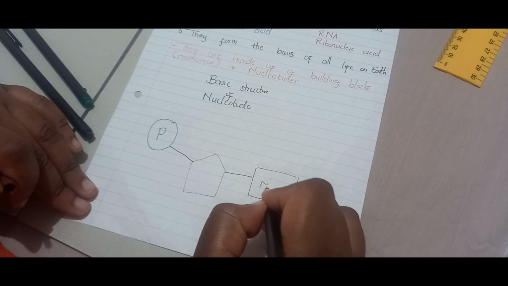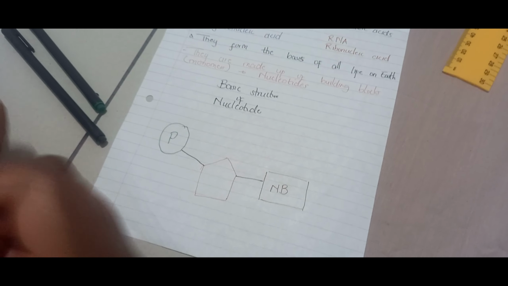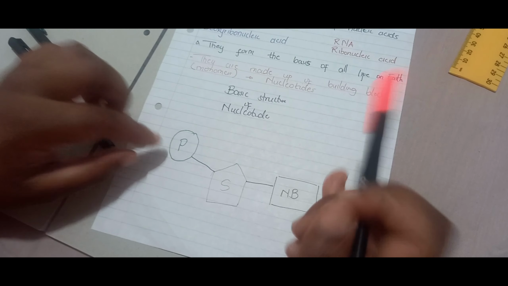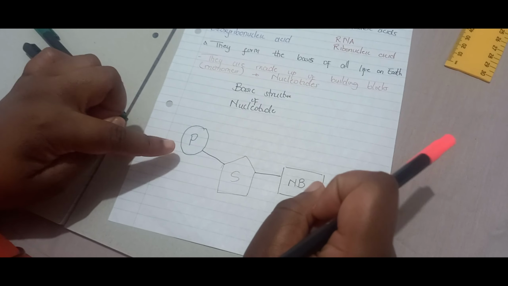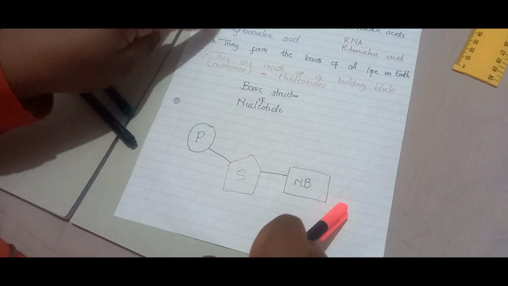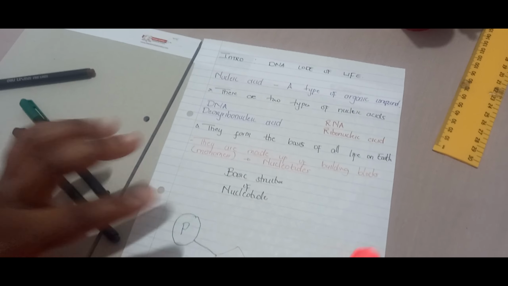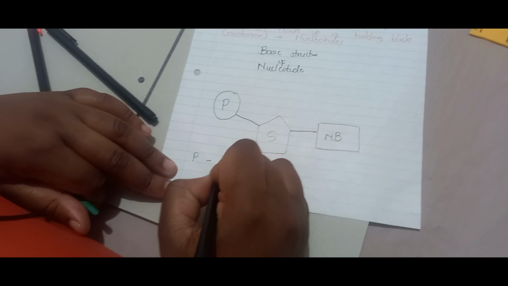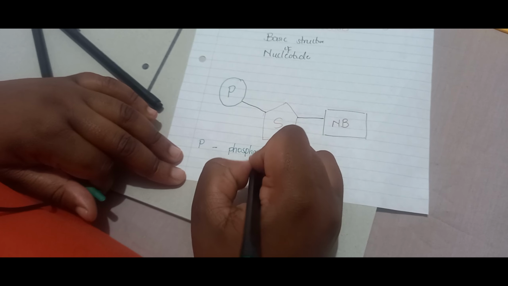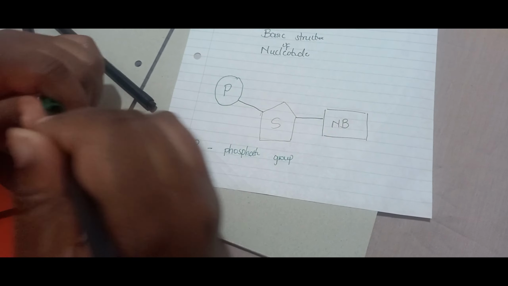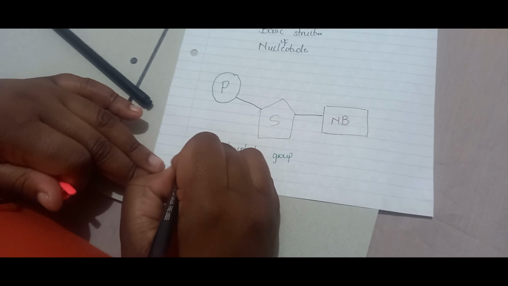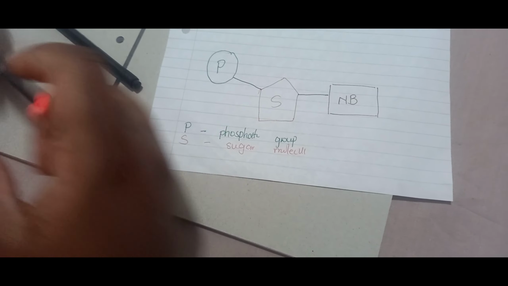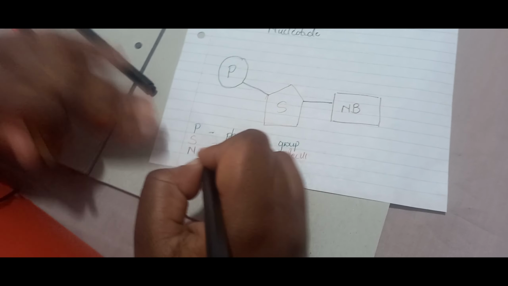Let me put that right there. Okay. So this is just a basic structure of your nucleotide. This is what one nucleotide, or one monomer, one building block, will look like in order for you to form your DNA or your RNA. So this is the basic one. Okay. So just to put down there that the P is a phosphate group. Then the S stands for your sugar molecule, and then the NB stands for nitrogenous base.